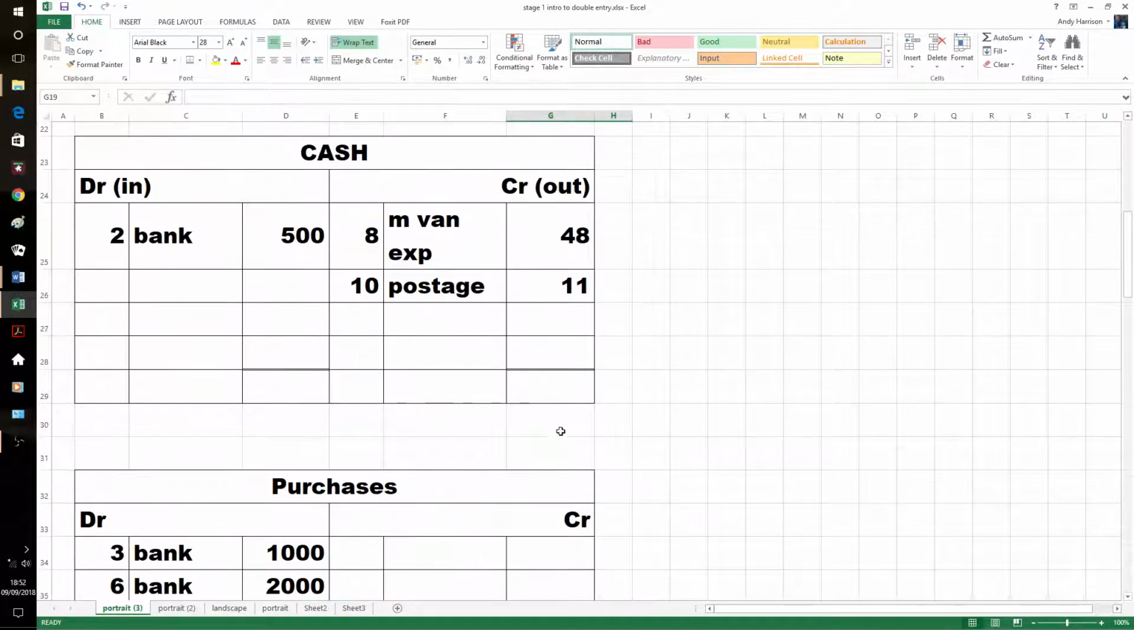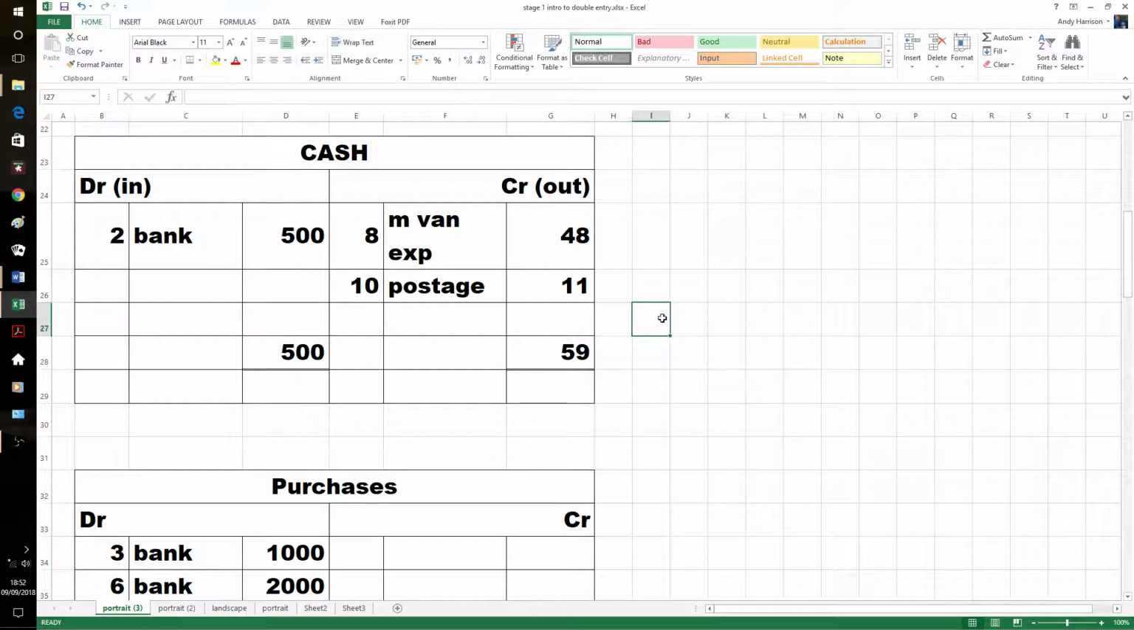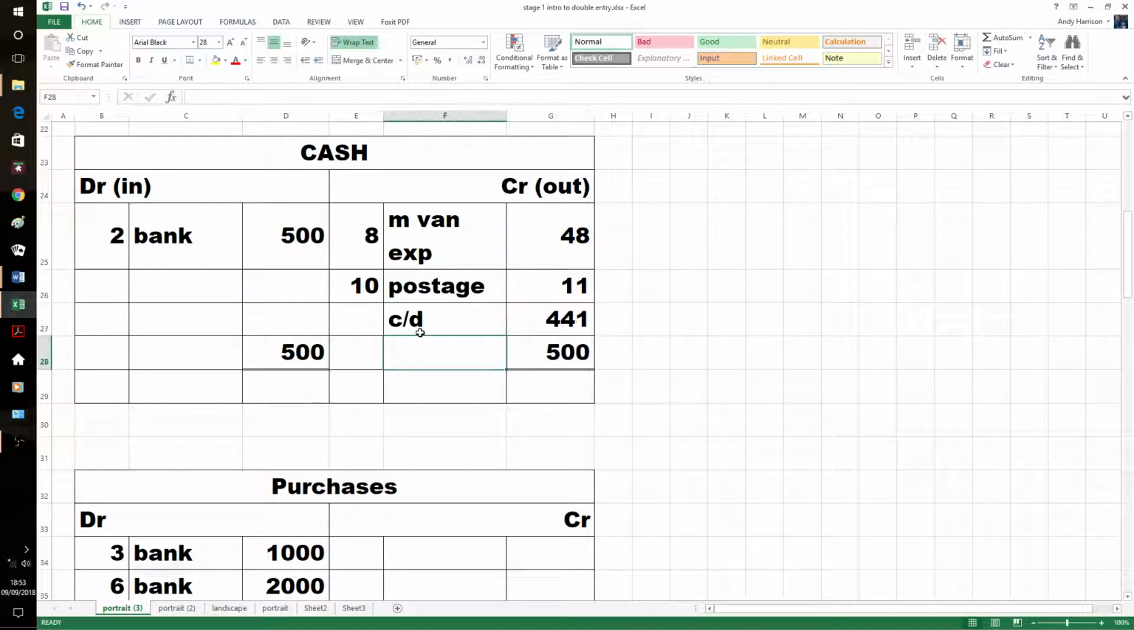Cash account, pretty much the same idea. If I use that, the 18 is just the dates added up. 559 out. Cash, of course, can only be one way round. The bank can be both ways round. Yeah, £441 cash.